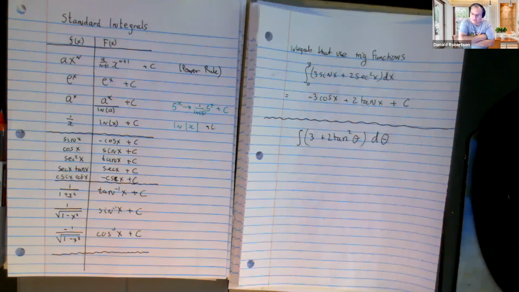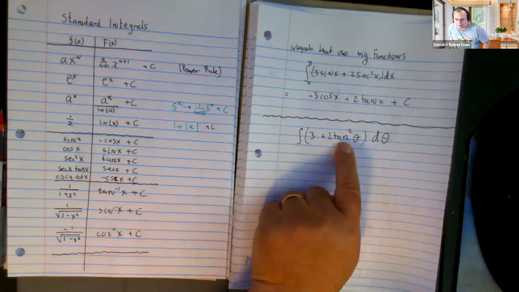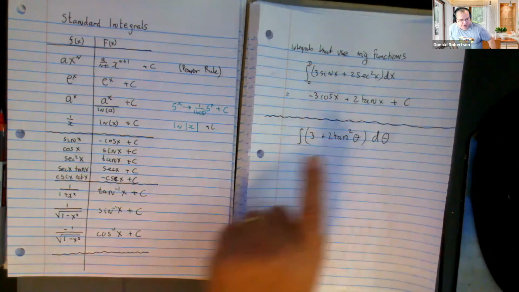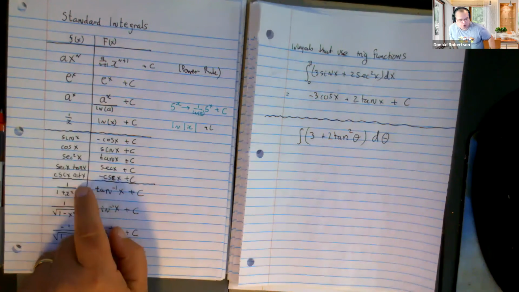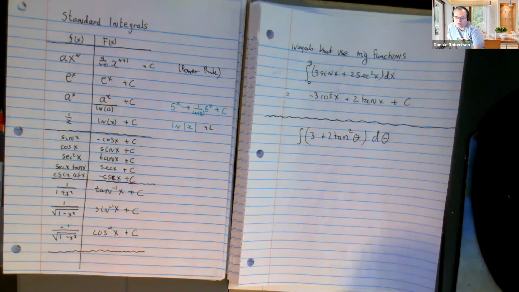Now, you might say, antiderivative of this is 3 theta. Antiderivative of this is, oh, you're not in my list. And that's why we need to do trig identities. So in 142, you have got to know some of the basic trig relationships that allow you to turn something into something else.